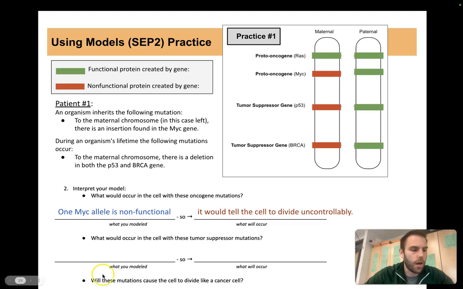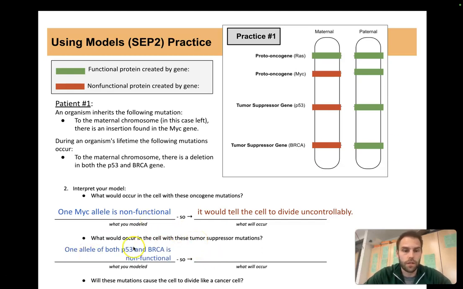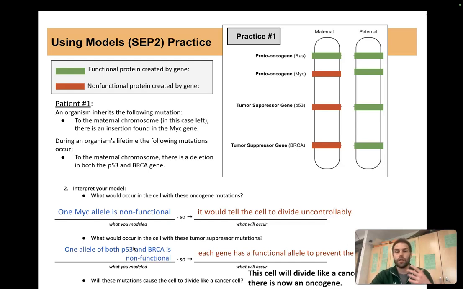What would occur in the cell with the tumor suppressor mutations? So again, one allele of both P53 and BRCA is non-functional. But just one. So each gene does have a functional allele to prevent the cell from dividing. But remember, according to our rules, as long as you have your foot on the accelerator, that cell's going to start to divide uncontrollably in this case. So we would say that the cell would act like a cancer cell.